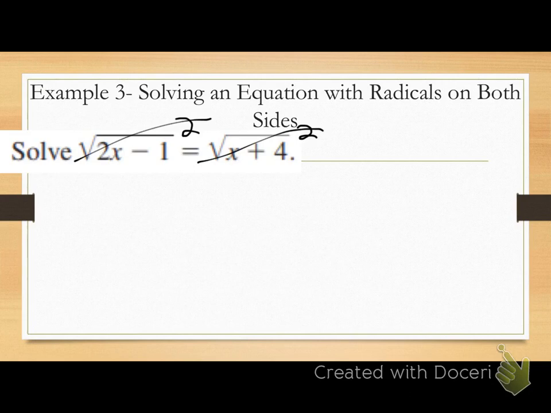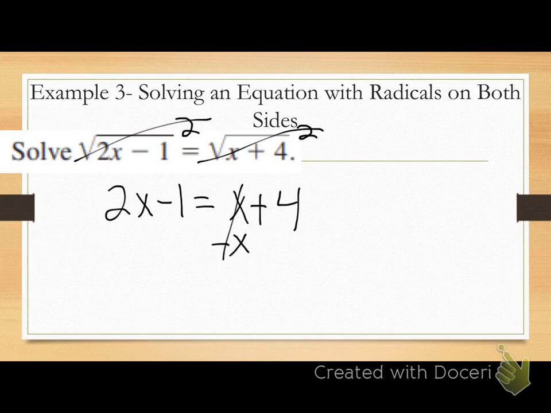So what am I left with on the left? 2x minus 1. What am I left with on the right? X plus 4. Oh, that wasn't so bad, was it? Now I can just solve for x. If I've got a variable on both sides of the equation, what do I want to do with those variables? Combine them, get them to one side, right? So how would I bring my 2x over or my x over? Let's subtract x from both sides.